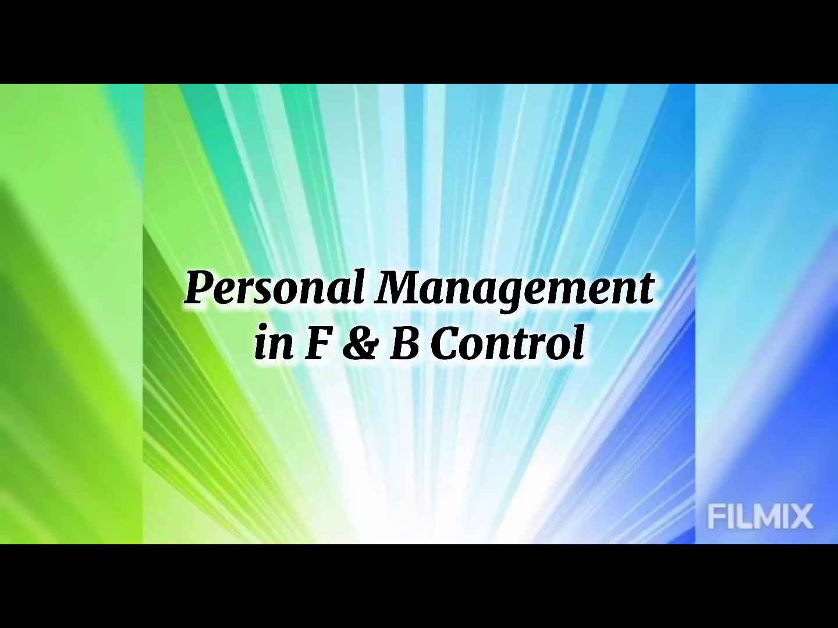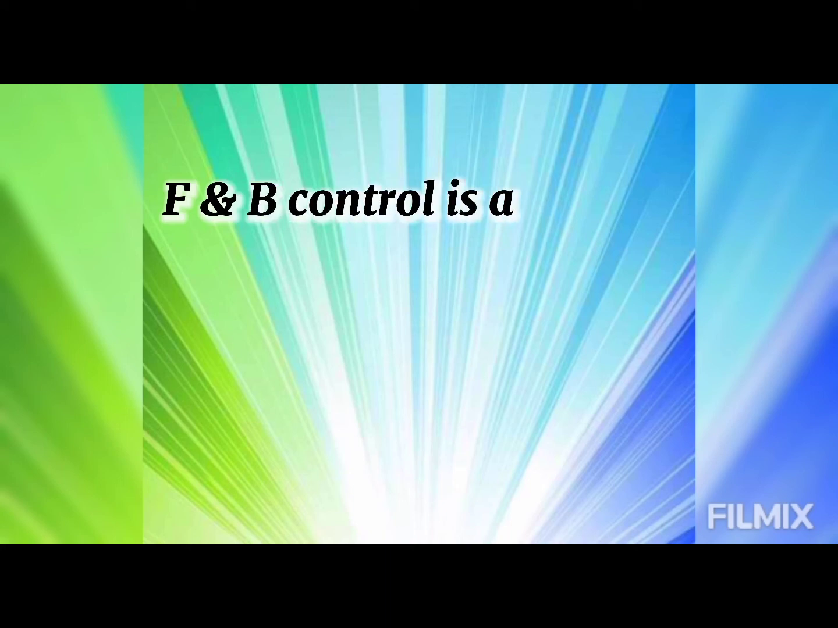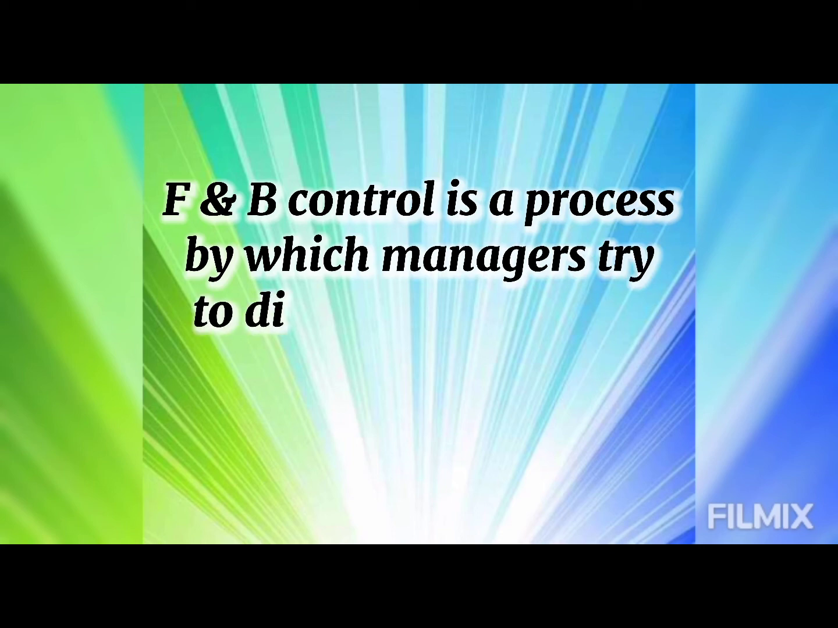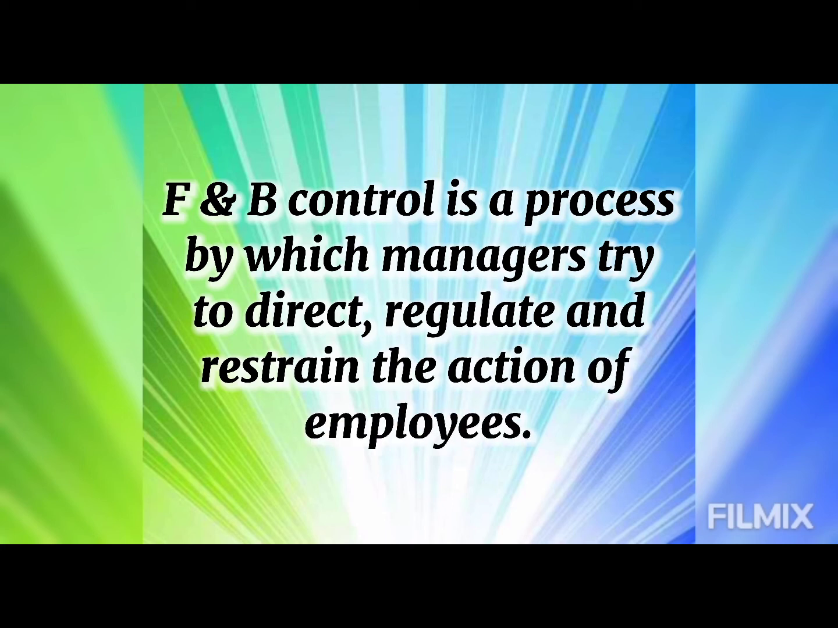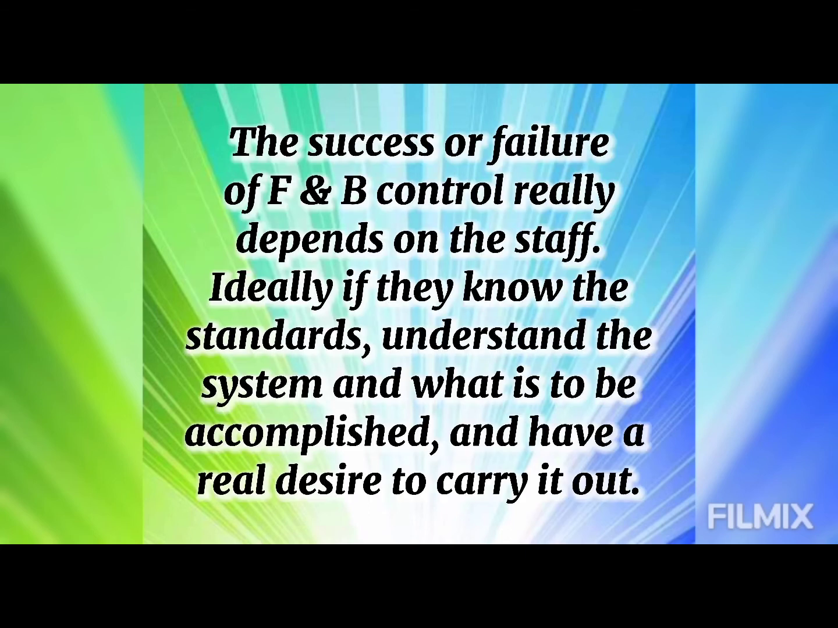Personnel management in F&B control. F&B control is the process by which managers try to direct, regulate, and restrain the actions of employees. A manager of an organization cannot be in all places at all times to observe how all the staff members are performing. The observation is usually made through records and reports.